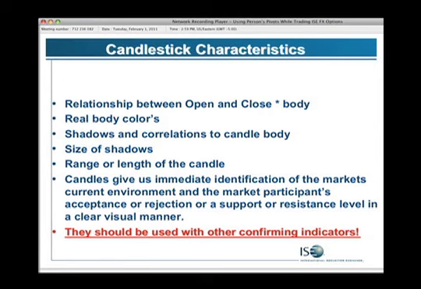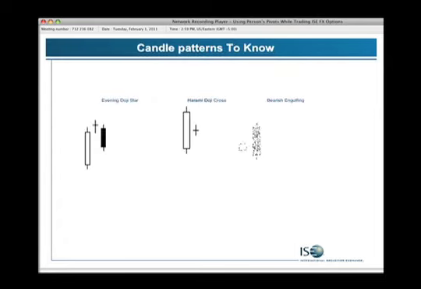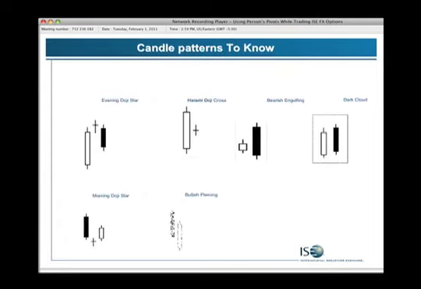And we all have equal access to those four bits of information which comprise a candlestick: the open, the high, the low, and the close. But they should be used with other non-correlated confirming indicators. Now, we have a lot of patterns that we look at: evening doji stars, the Harami doji cross, the bearish engulfing, very reliable patterns, dark cloud. These are all at the very top, very bearish reversal formations, but we need to look for confirming indicators.